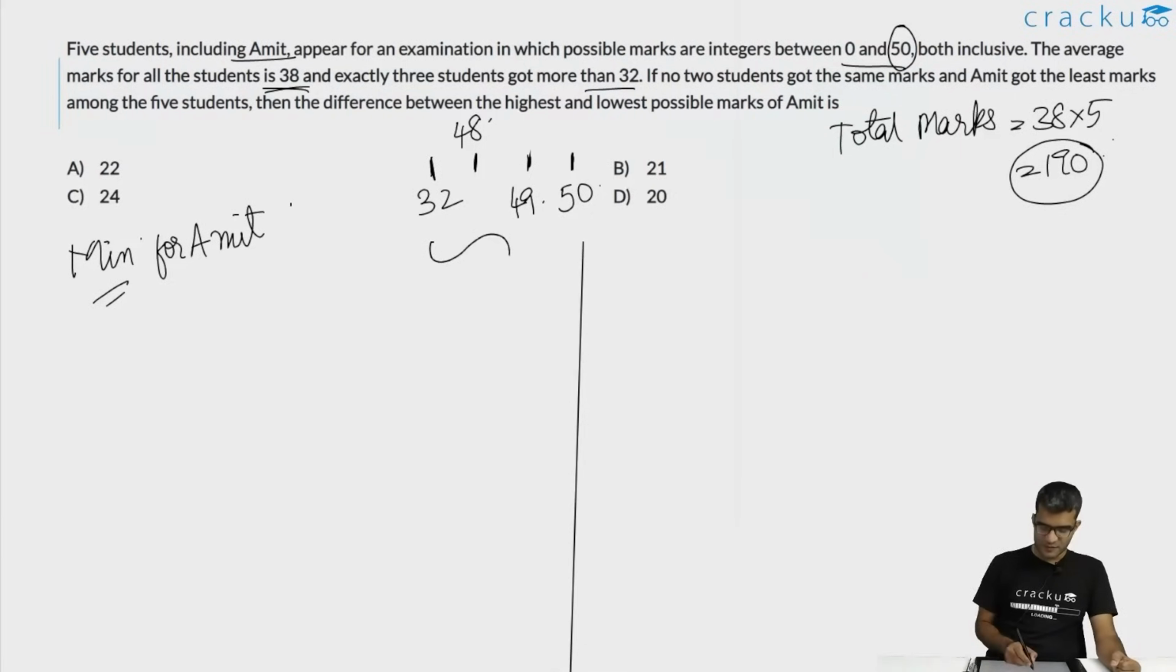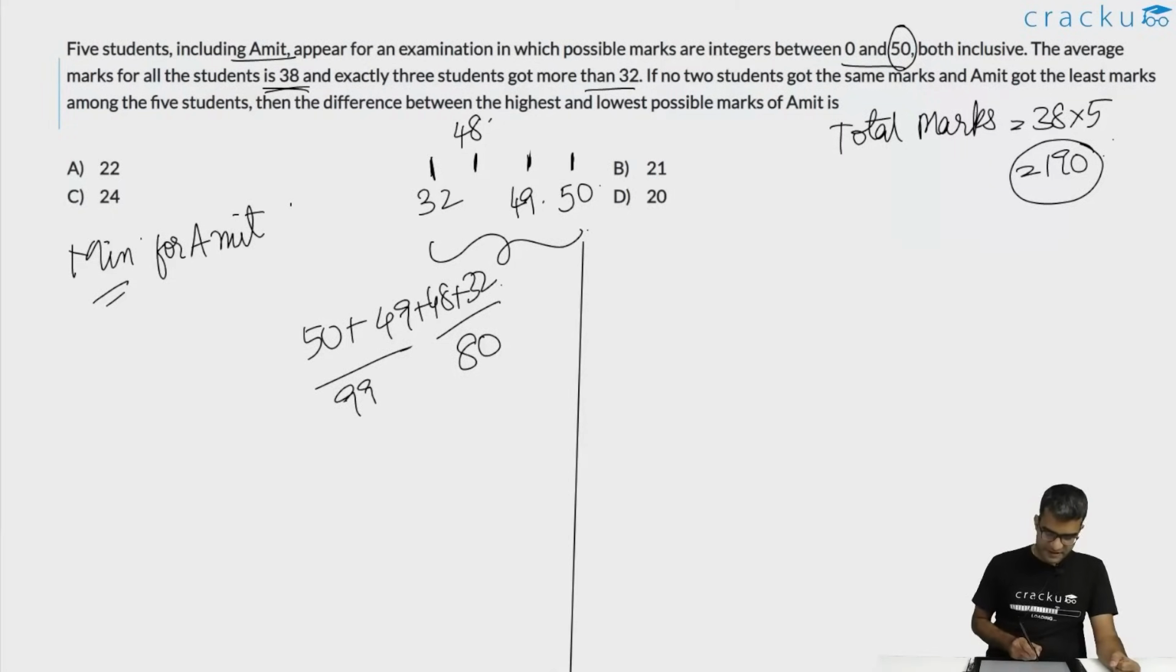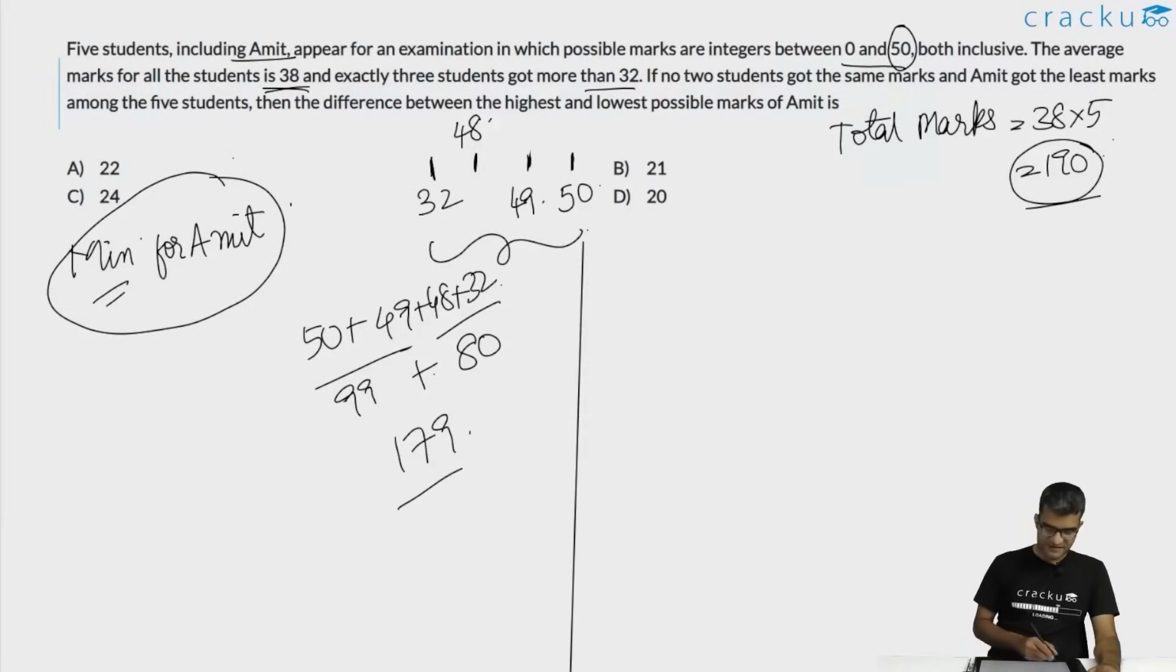Now what is the maximum possible sum of these 4 scores? That will be 50 plus 49 plus 48 plus 32. 32 plus 48 is 80, 50 plus 49 is 99. So the maximum possible sum of these 4 scores is 179. So the minimum possible score for Amit is 190 minus 179, which is equal to 11.